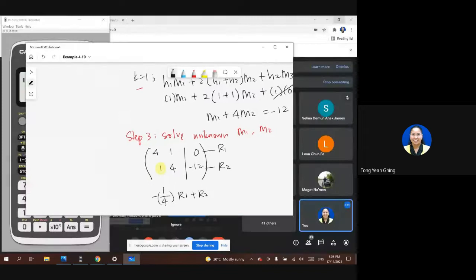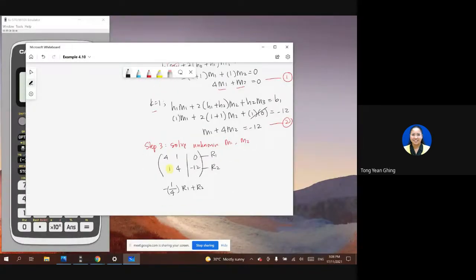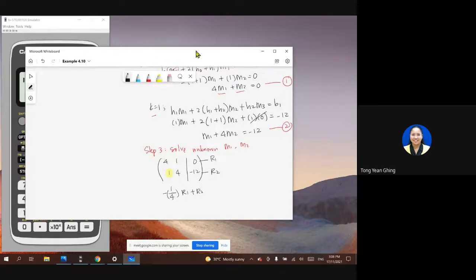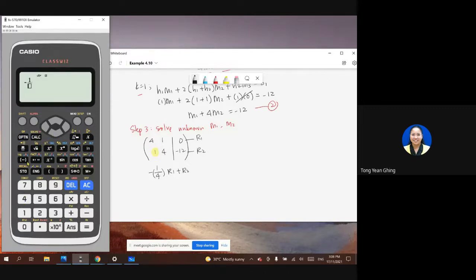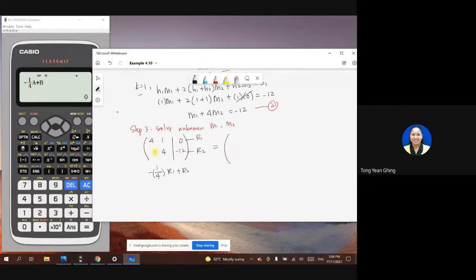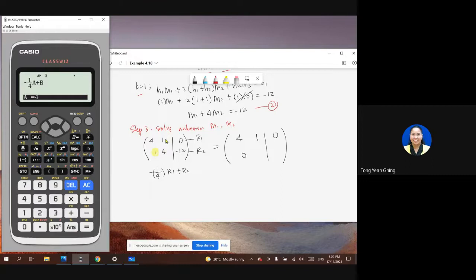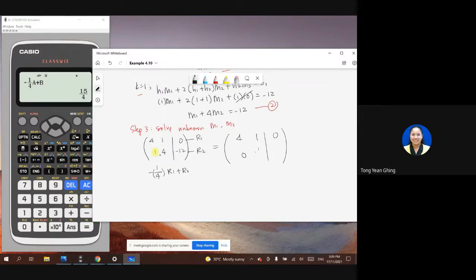So I will use the multiplier of negative 1/4. Let's check: negative 1/4 times R1 plus R2. As we learned before, calculate the entries. For R1, A is 4 and B is 1, so do we get 0? Yes. This entry stays the same, and this one becomes 0. For the next entry, A is 1 and B is 4, so that means 15/4. Does anyone have questions?